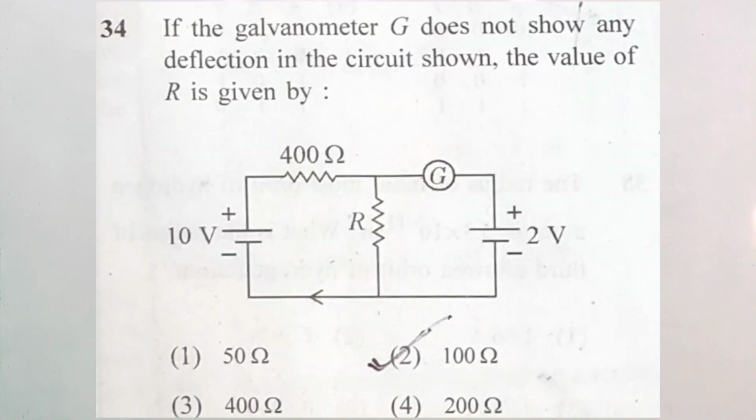Next question you can check. If the galvanometer G does not show any deflection in the circuit, the value of R is given by. The circuit diagram is also given. Here the input voltage is 10 volts and the output voltage is 2 volts. The middle resistor is also given, and the series resistance of 400 ohms is also given.